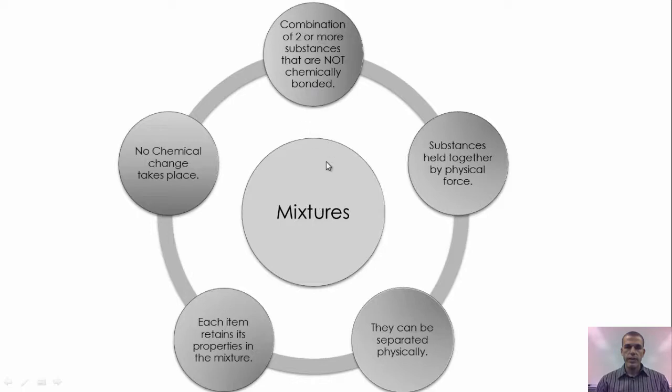All right, so moving into a little bit more about mixtures. Okay, a mixture is a combination of two or more substances that are not chemically combined. The substances are held together by a physical force. They can be separated physically. Each item retains its properties in the mixture, and there's no chemical change that takes place. So when we have a mixture, we're not changing the chemical properties. We might be changing physical properties, but we are not changing the chemical properties. They still have the same properties.